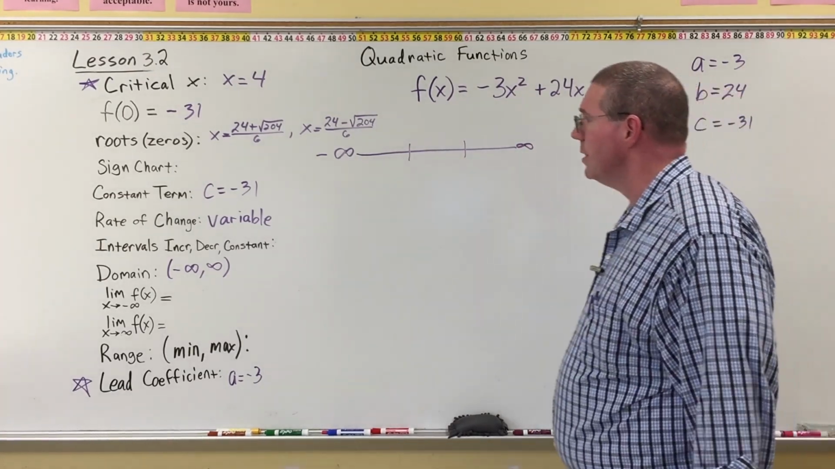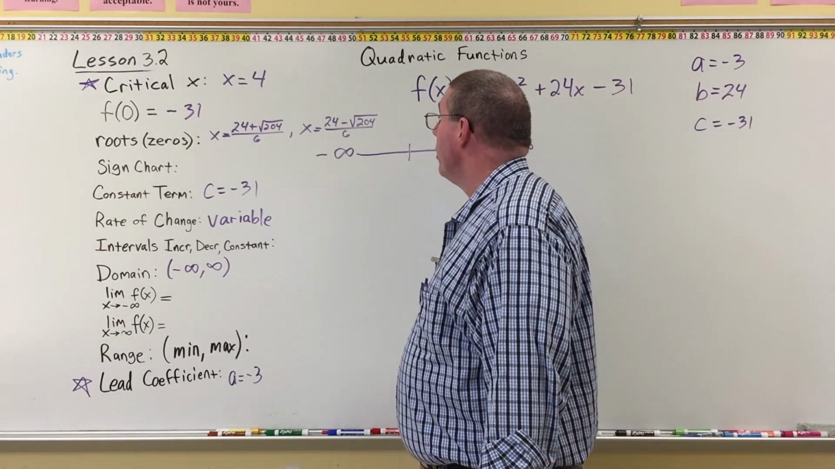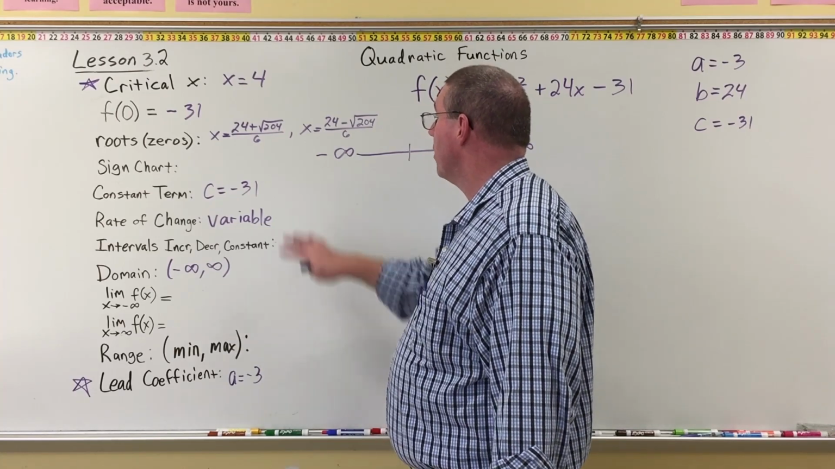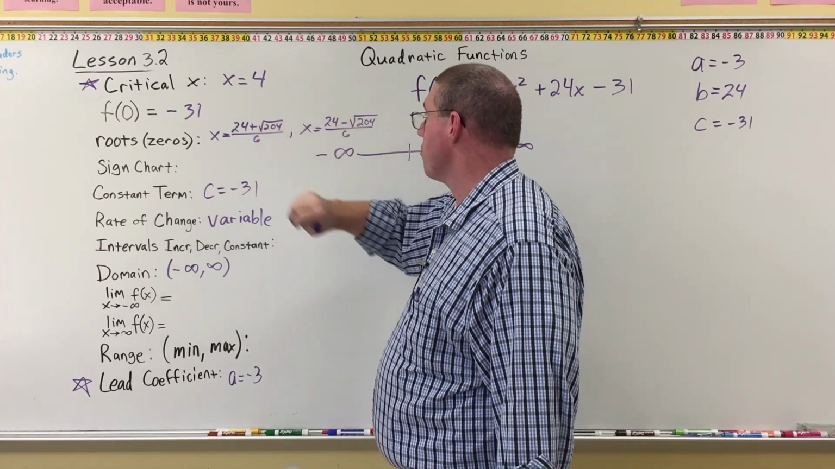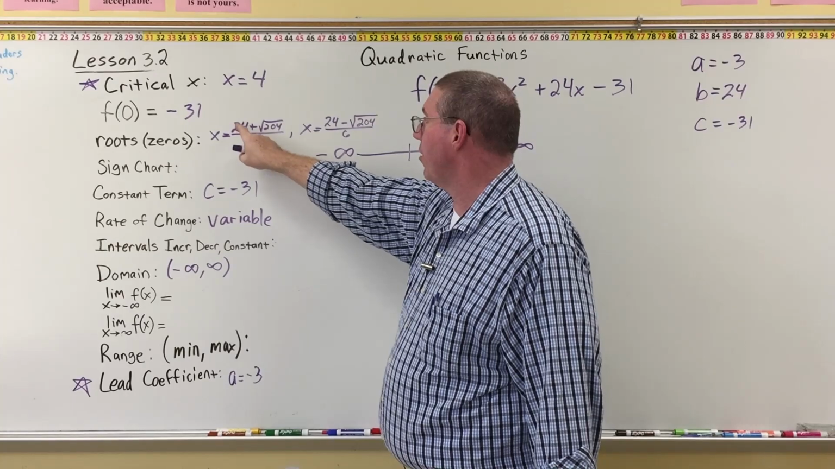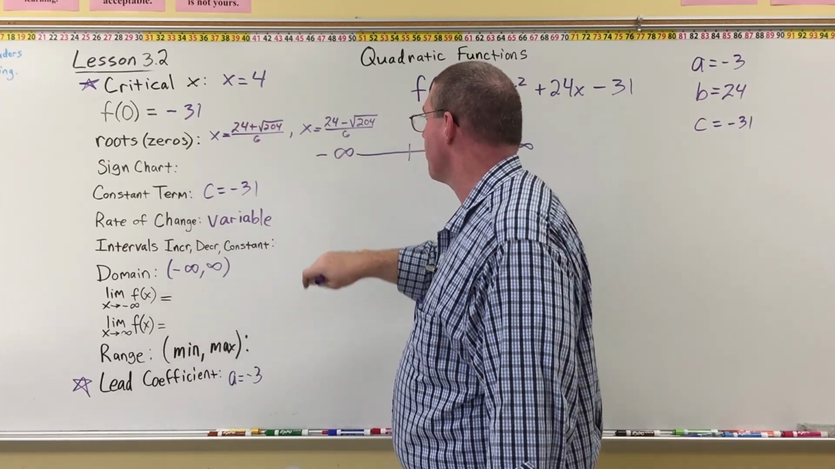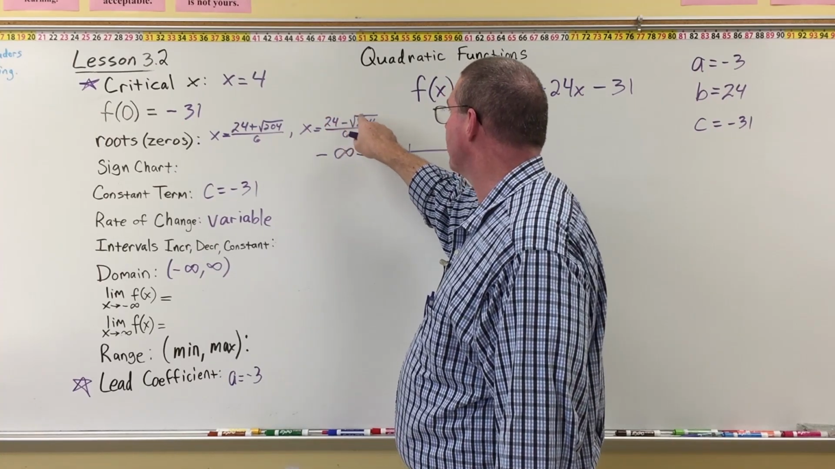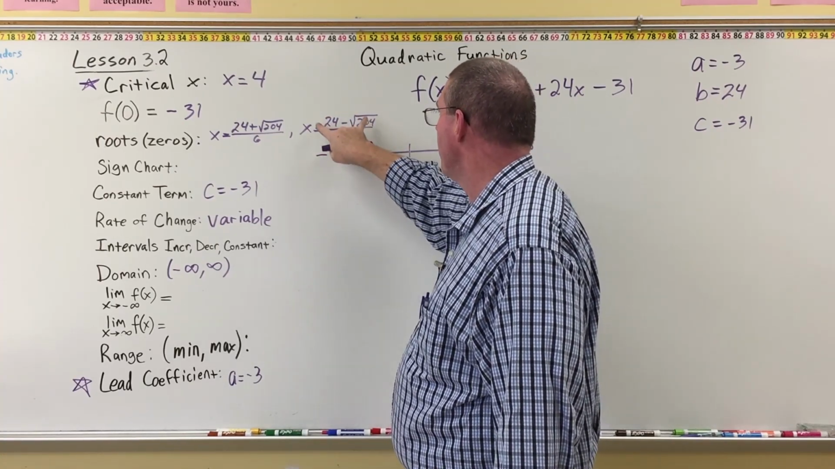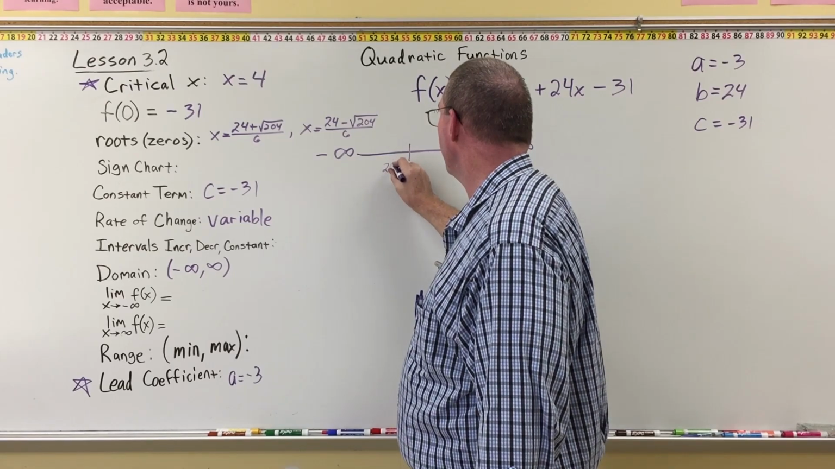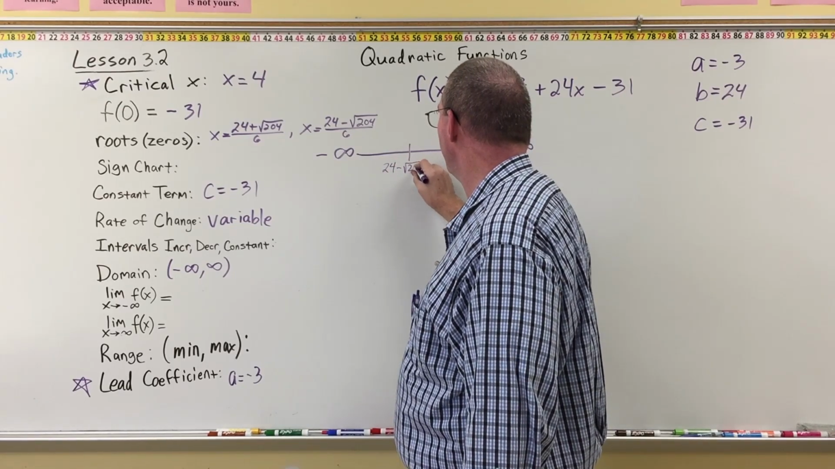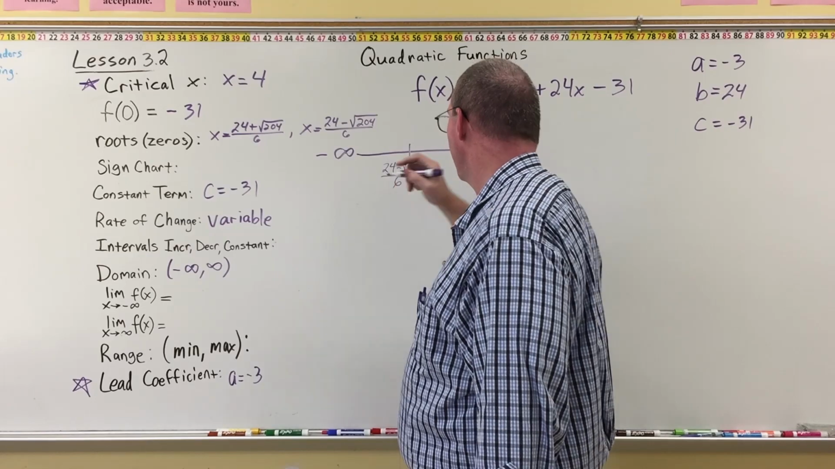Now, we don't know for sure which one of these is a larger or smaller number. Now I do, because look, we're going to take 24 and then add a positive number to it, then divide by 6. Here we're going to take 24 and subtract a positive number from it and divide by 6. This one is smaller. So we're going to put 24 minus the square root of 204 over 6 here.